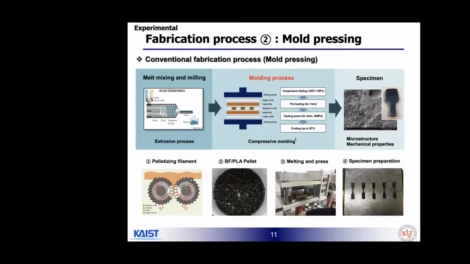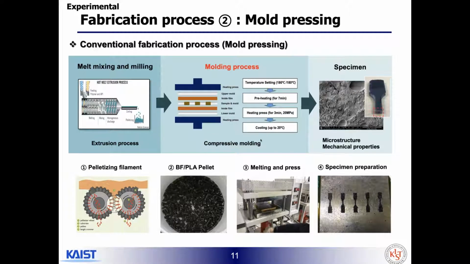The dog-bone-shaped specimen, for mold pressing: extruded filament was cut into shorter pieces to fit the mold. Then they were compression molded at a specific molding condition.